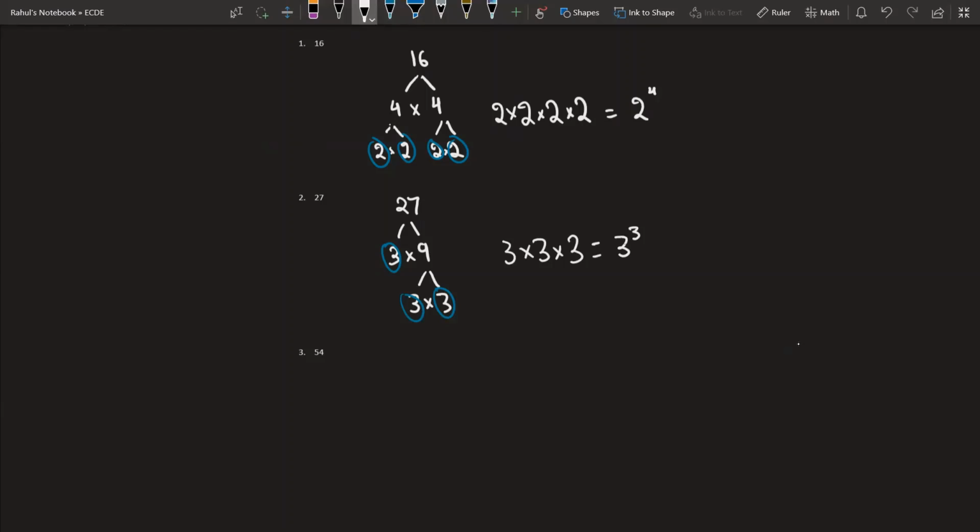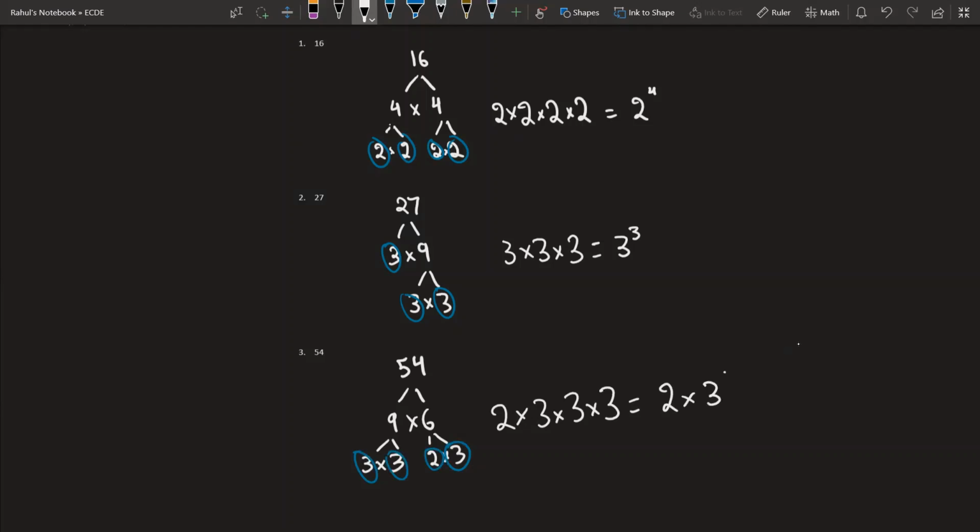This is our last practice problem. 54. Let's think of the multiplication table for 9. The first set of factors for 54 would be 9 times 6. 9 and 6 are not prime factors, so we have to factorize them further. As we did before, 3 times 3 is 9, and 2 times 3 is 6. So now we all have our prime factors. This will be 2 times 3 times 3 times 3, or 2 times 3 to the power of 3.